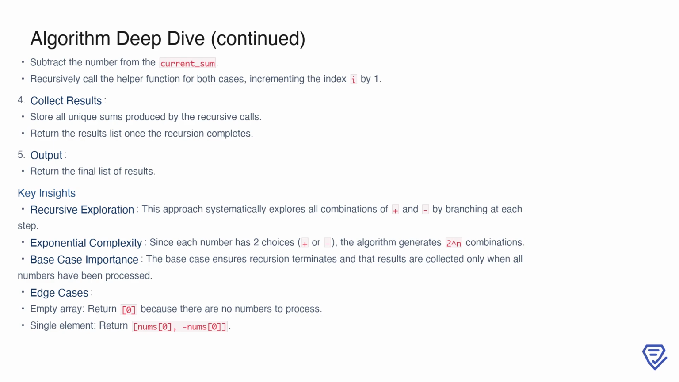For example, an empty array produces a single sum of 0, while an array with one number produces two sums, the number itself and its negation.